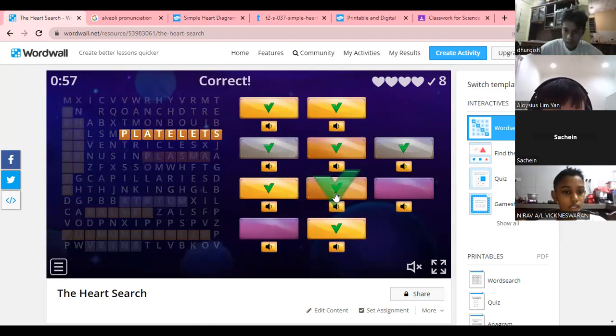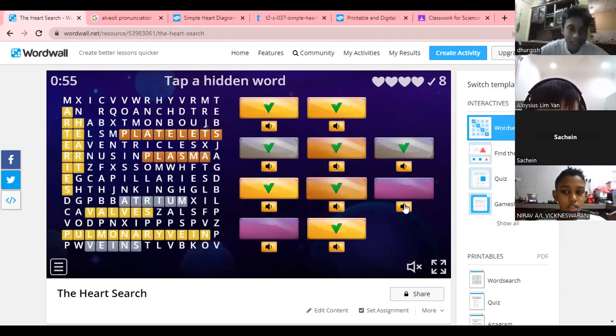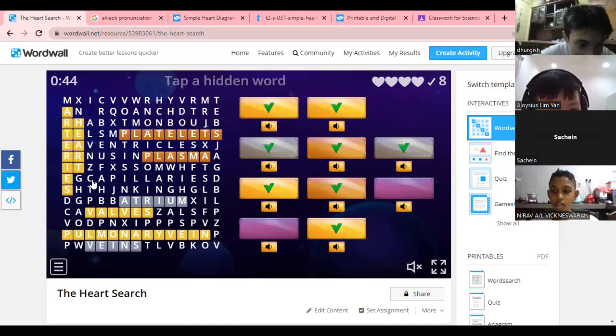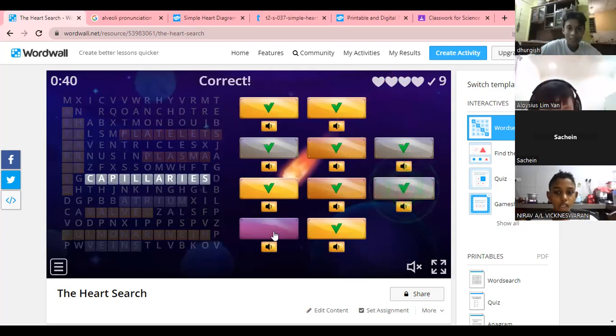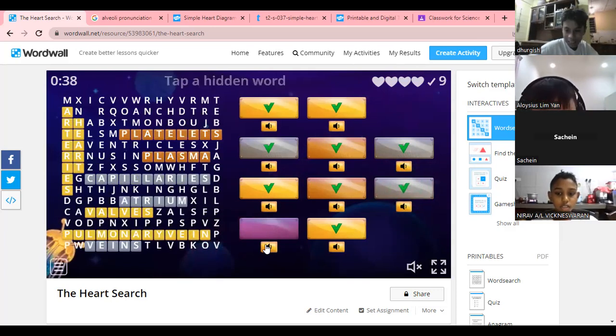Very good. Capillaries, not caterpillar. Teacher, above atrium, below plasma. What's the last word?